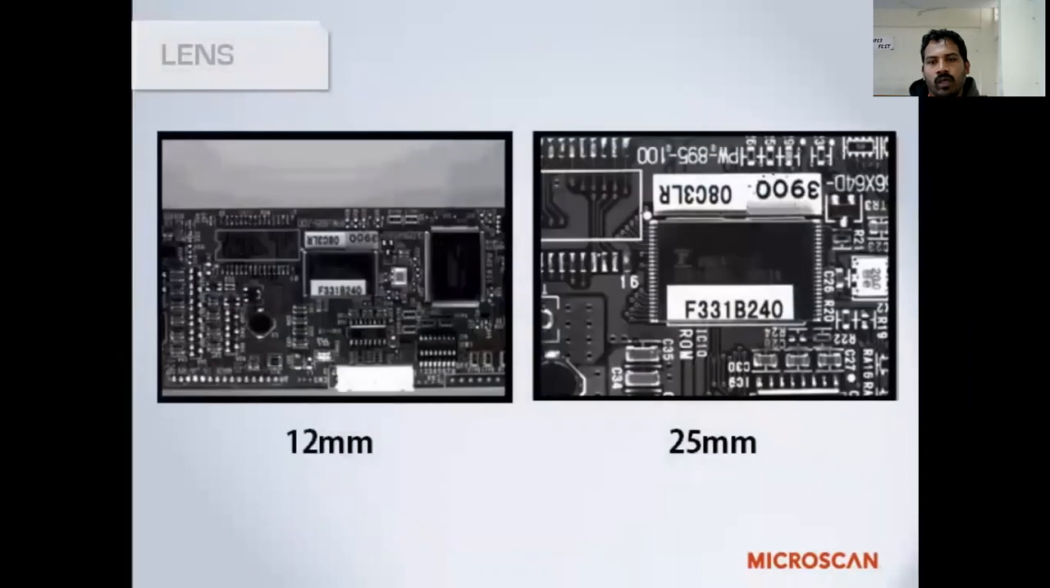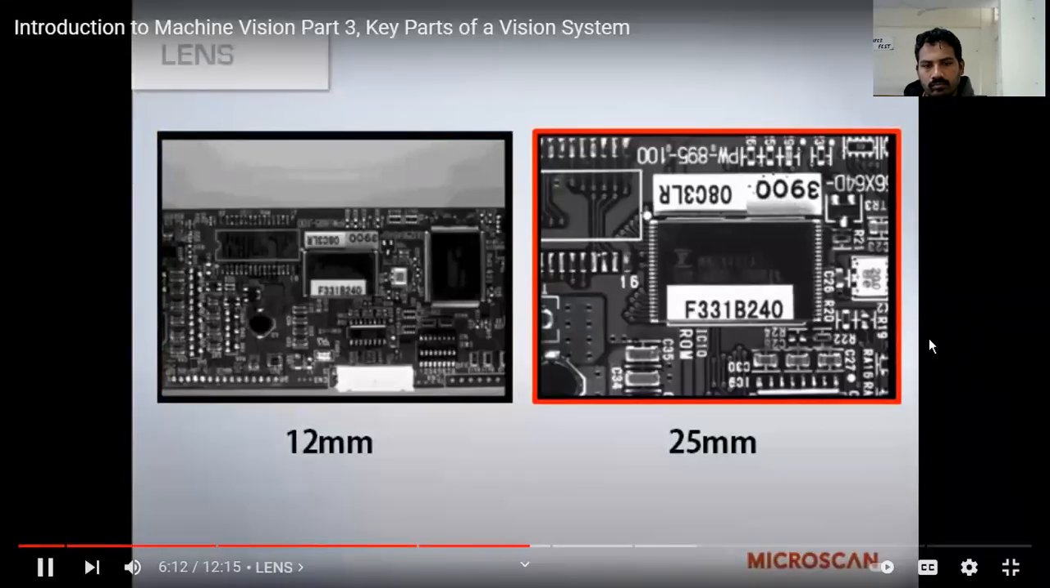Lens choice can dramatically affect the appearance of an image. Here are two examples that were taken with the same camera using different lenses. The image on the left was taken using a 12 millimeter wide angle lens. This lens provides a larger field of view and less magnification than the image you see on the right, which was taken using a 25 millimeter lens. If you use a lens with a longer focal length, you will magnify the image and reduce the field of view.